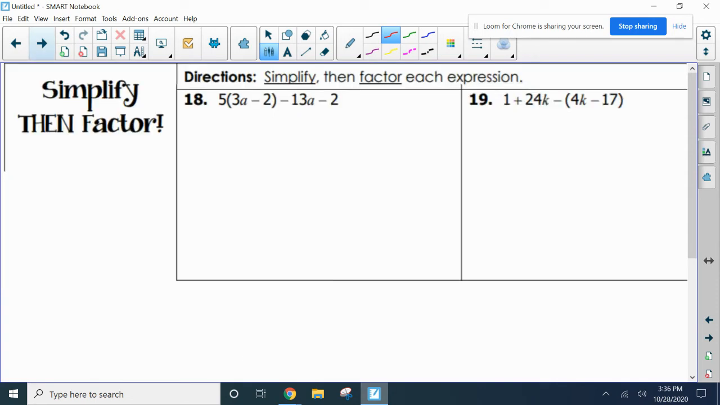All right, so I'm going to go ahead and show you one more thing. I'm going to do these two problems. We're going to do the exact same thing, but before we can factor, we have to simplify.